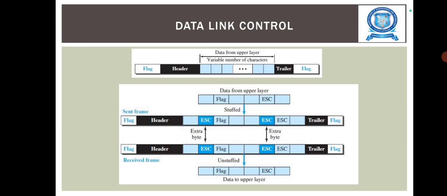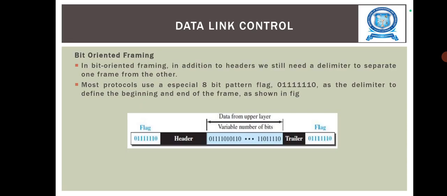That means byte stuffing is the process of adding one extra byte whenever there is a flag or escape character in the text. Next, we are going to see bit-oriented framing. In addition to headers, we still need a delimiter to separate one frame from the other. Most protocols use an 8-bit pattern flag as the delimiter to define the beginning and end of the frame. This flag can create the same type of problem, so to prevent the pattern from looking like a flag, the strategy is called bit stuffing. It is the process of adding one extra 0 when five consecutive 1s follow a 0 in the data, so that the receiver does not mistake the pattern for a flag.